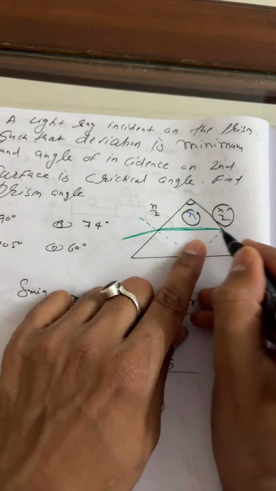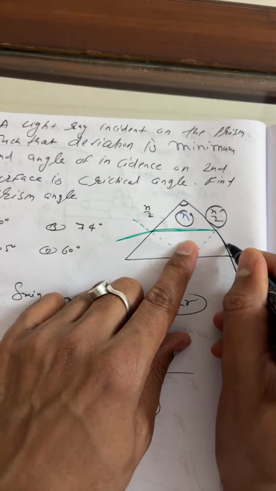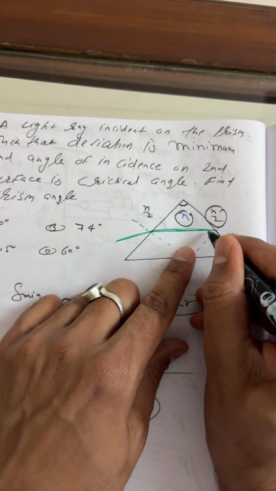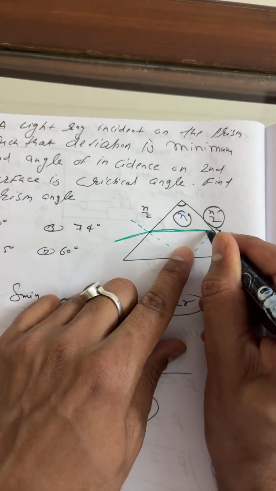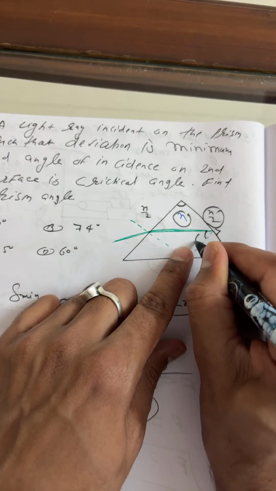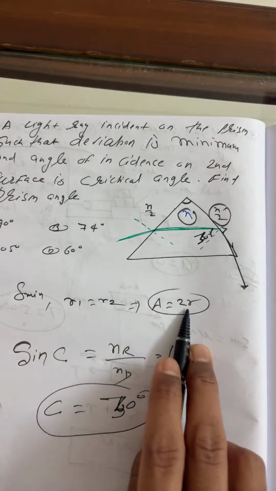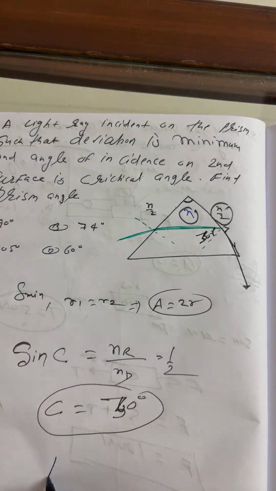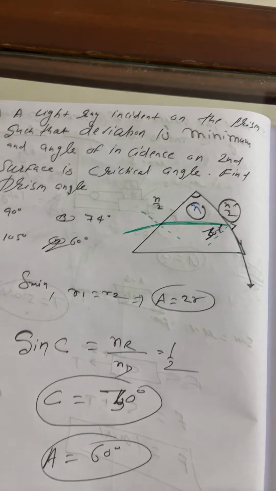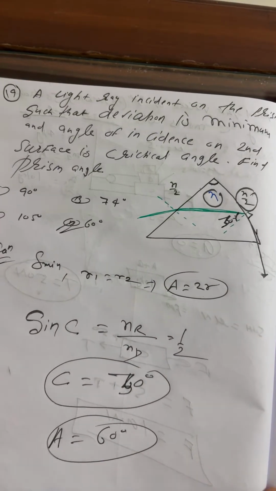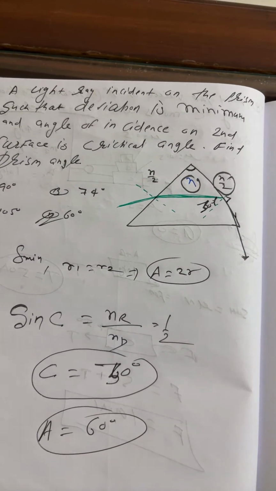You can see here the question says minimum deviation, so the light will go like this. This is the angle of deviation. The angle here is 90 degrees, and we already got this angle as 30 degrees. So A is 2R. What is A? You can see this is 60 degrees, which is option D. Stay blessed, all of you.